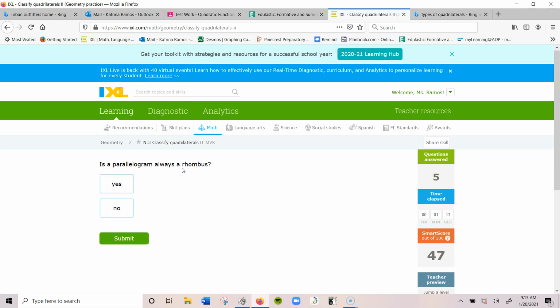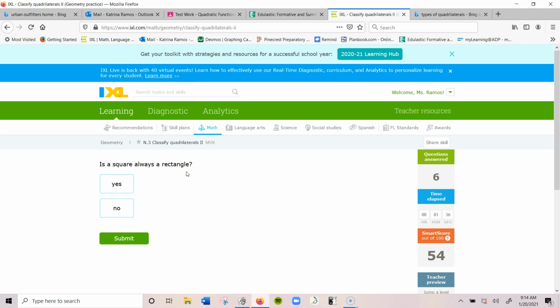Is a parallelogram always a rhombus? And this is not exactly true because parallelograms could also be squares, could also be rectangles. As long as the opposite sides are parallel, then it's a parallelogram. But with a rhombus, it's more specific. It is a parallelogram, but it has to have all congruent sides, so no.